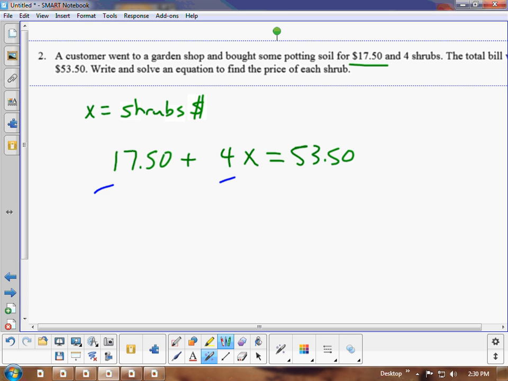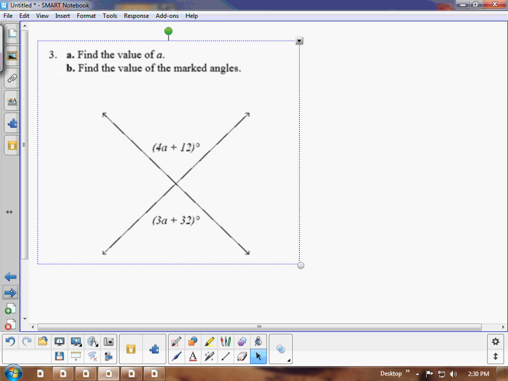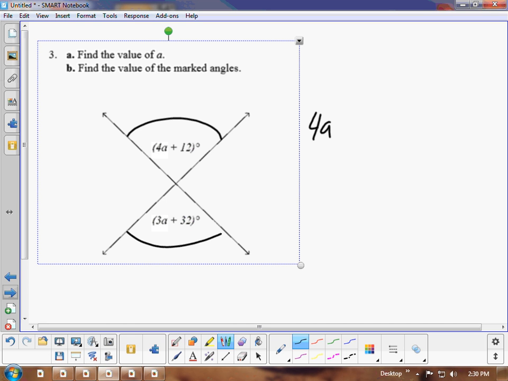The answer on the sheet is the correct answer, and then you're going to show a check and write out your answer. Moving on to 3, these are like the ones we did in class. You're going to set the 2 angles, because they're vertical angles, they're congruent. You're going to set them equal to each other.